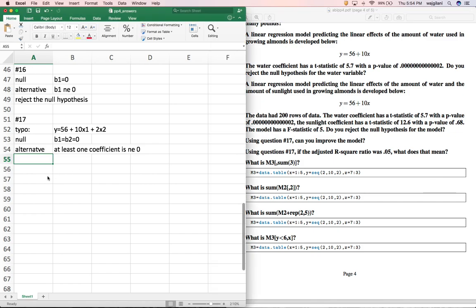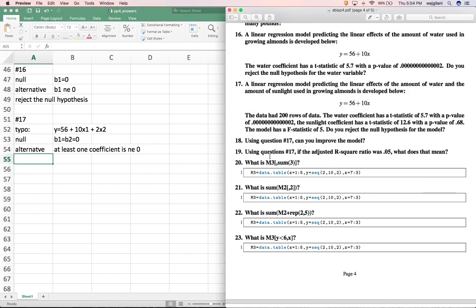So now, if we're at this point right here, let's go ahead and do this. Here, I said the F statistic is 5. I give you the rows of data. I expect you to do more work here. And what's the more work I expect you to do?